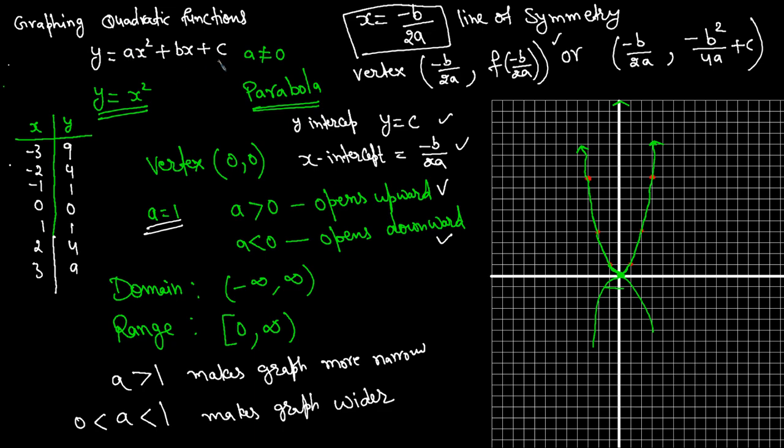How about this constant c? What does this constant c do to the function? We're going to look at that too. This c value basically shifts your graph vertically. So the c value gives you the vertical shift in the graph.